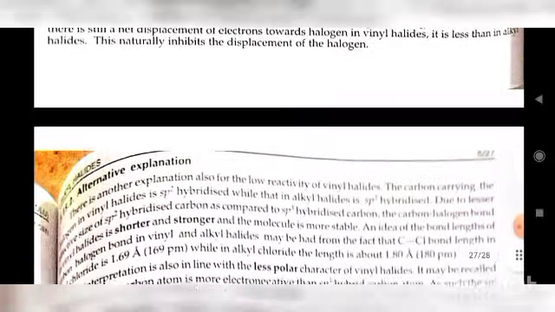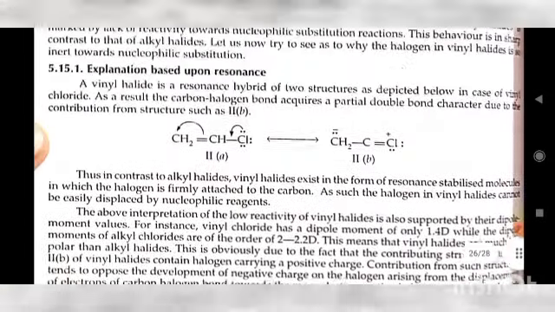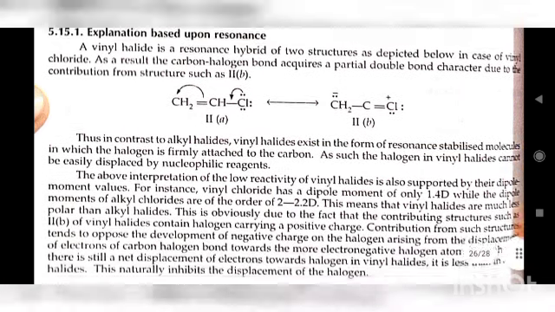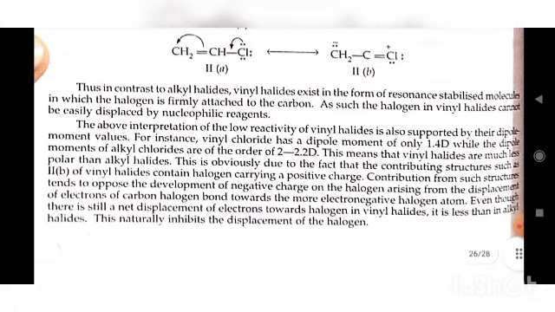Explanation based upon resonance. A vinyl halide is a resonance hybrid of two structures as depicted below. In the case of vinyl fluoride, as a result, the carbon-halogen bond acquires a partial double bond character due to the contribution from structure 2. Thus, in contrast to alkyl halides, vinyl halides exist in the form of resonance stabilized molecules in which the halogen is firmly attached to the carbon. As such, the halogen in vinyl halides cannot be easily displaced by nucleophilic reagents.